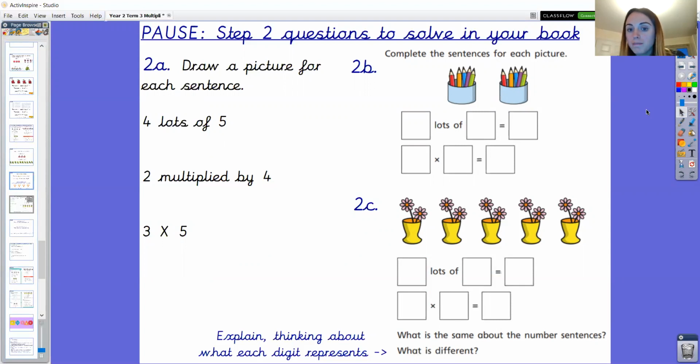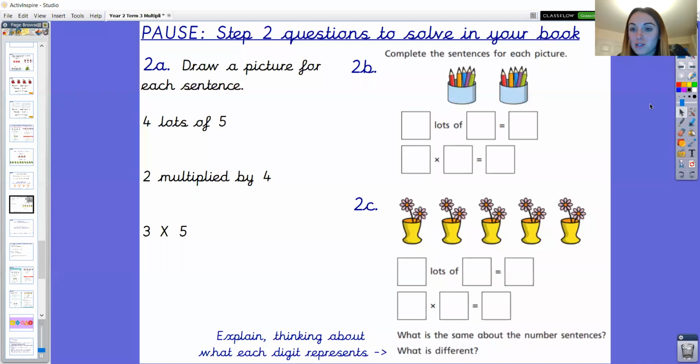But 2B and 2C work together in a sense that it asks you at the end after completing them, what is the same about the number sentences and what is different? Do you need to explain in your book, thinking about what each digit represents? Okay, so please pause the video here and complete step 2.